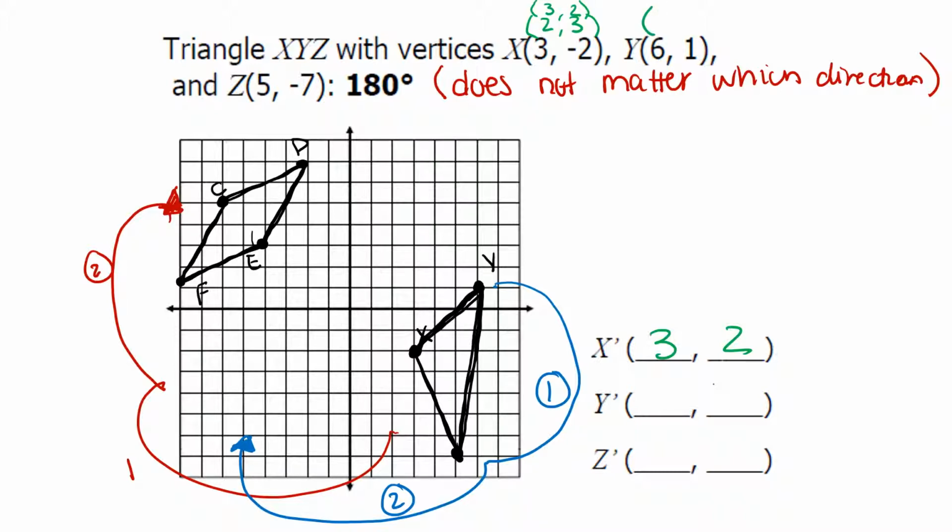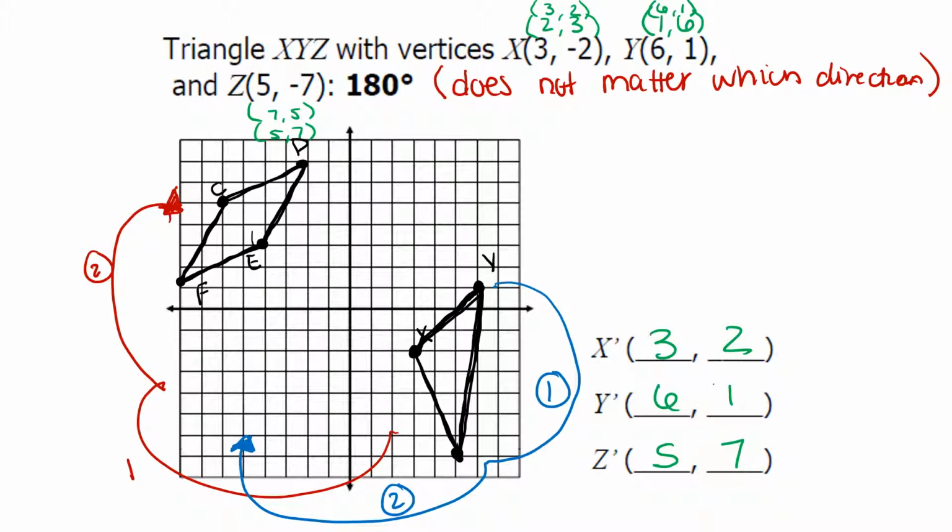For point Y, turning it 1 time is going to put me at 1, 6. Turning it 2 times is going to put me back at 6, 1. And for Z, turning it 1 time is going to put us at 7, 5. Turning it 2 times is going to put us at 5, 7.